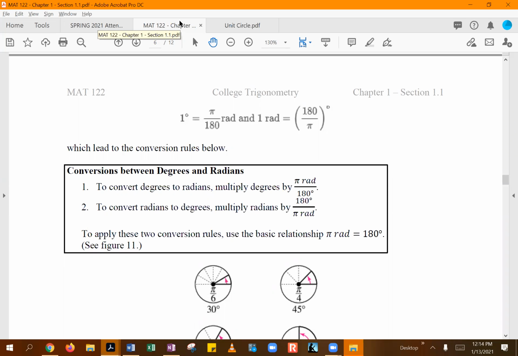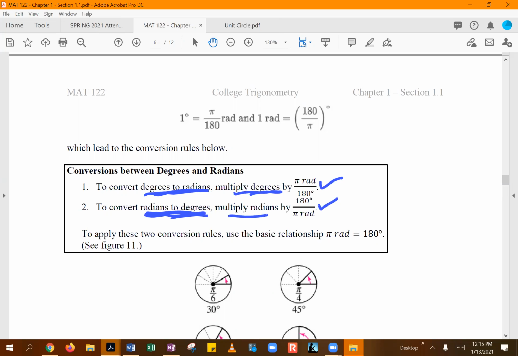So if your measurements are actually given to you in degrees and you're converting them to radians, then you are multiplying your degree measurement by pi divided by 180 degrees. If you are given the angle measurement in radians and you are going to degrees, that's when you flip that fraction. So you do 180 over pi.